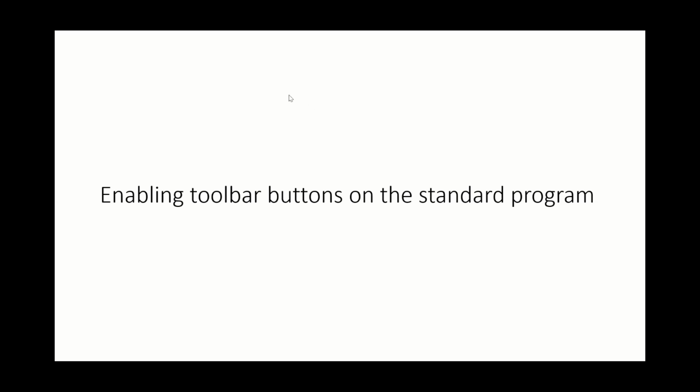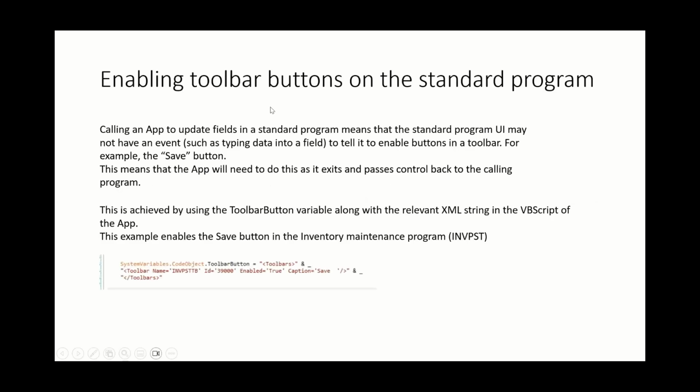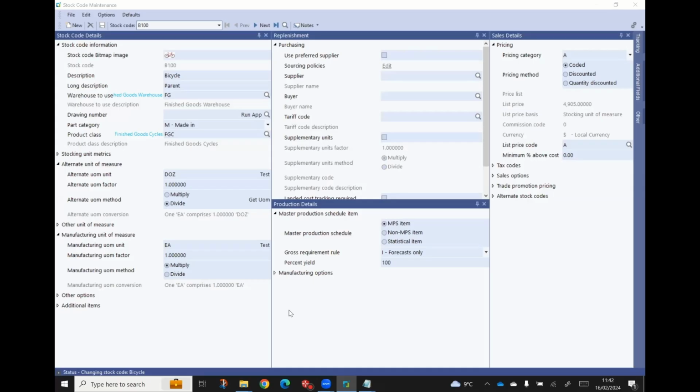So what we do for that is we can use the system variables, the toolbar button, and you can enable and disable and set all sorts of characteristics on any toolbar button in any form or program within SYSPRO. So I think the simplest thing to do would be to simply just go through a demo, show you the symptom, show you the solution, and then you should be good to go. So I'm going to use stock code maintenance as a relatively simple example.